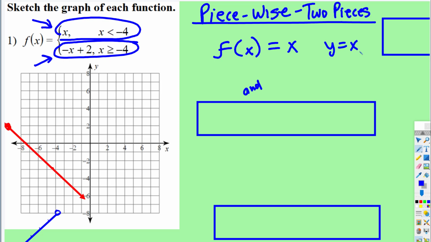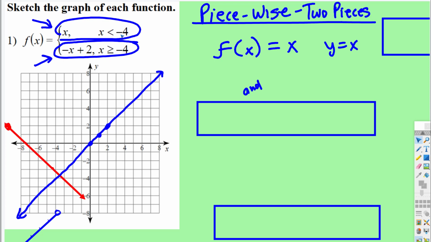Well, that is just a linear equation. If x is 0, y is 0. If x is 1, y is 1. X is 2, you get the idea. And it goes on and on in this direction, right? And then we have this second piece.